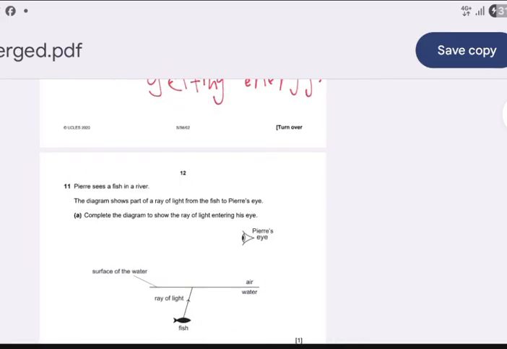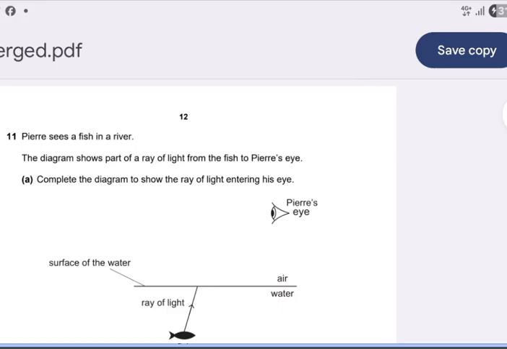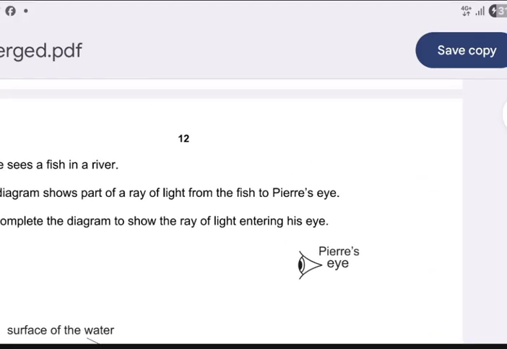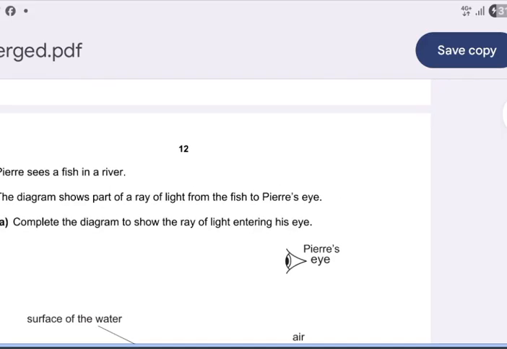Okay, turn the page. Now it's about physics. So let's see. Pierre sees a fish in a river. So this is physics about what? About light. Yes. When it says a fish in the river, maybe it will talk about the difference between air and water as different mediums.